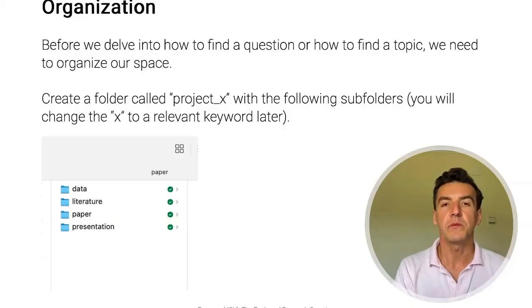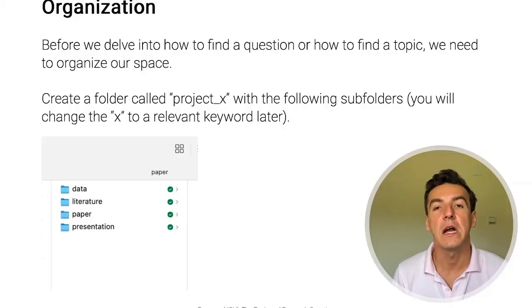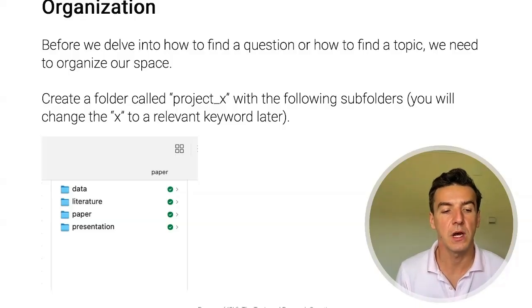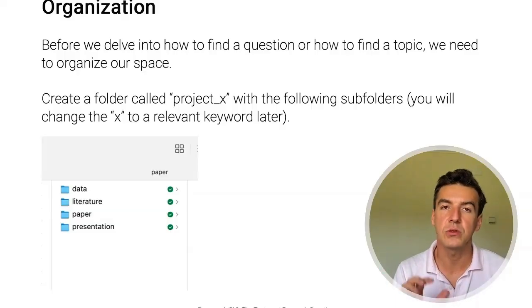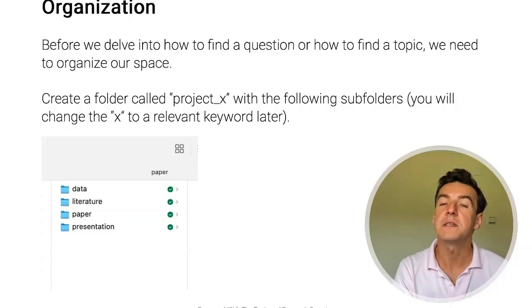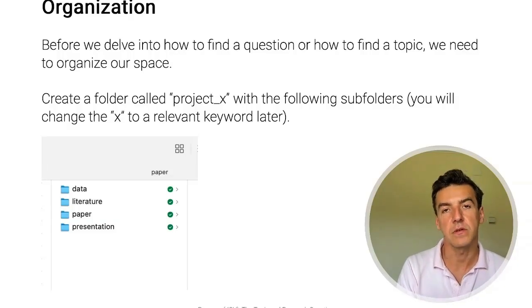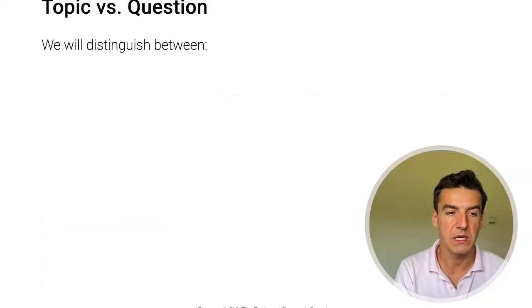matters. So before we get into the topic itself, it's important to have a clean workspace. So when we write a paper, it's really important to have clearly defined folders. So you should have a folder that's called data, another folder that's called literature, another folder that's called paper, another folder that's called presentation, right? So this is really the essential logistical infrastructure in order to have an effective workspace.